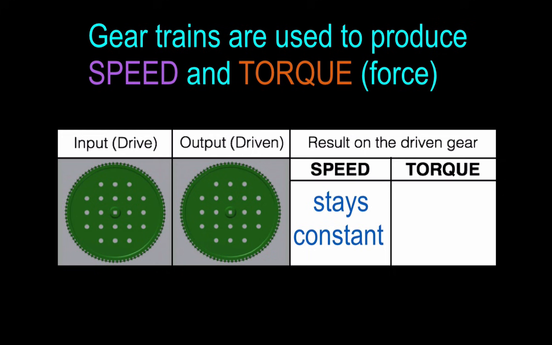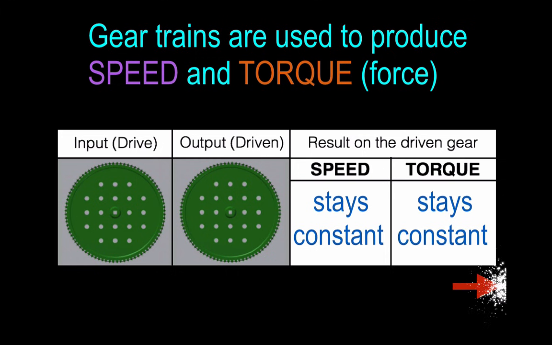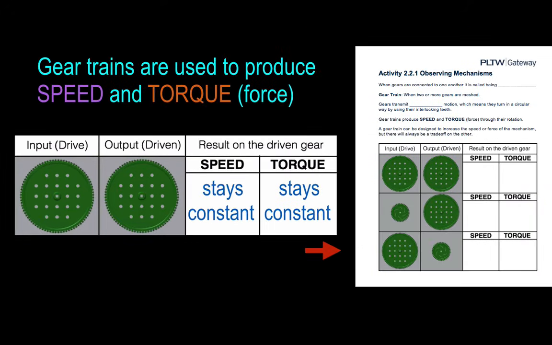Well, since speed stayed the same, torque also has to stay the same. It's a balance. When one goes up, the other will automatically have to go down for that to make sense. On the right side, as you can see, there's a spot for you to write this into your notes, and we're going to continue this as the pages go on.